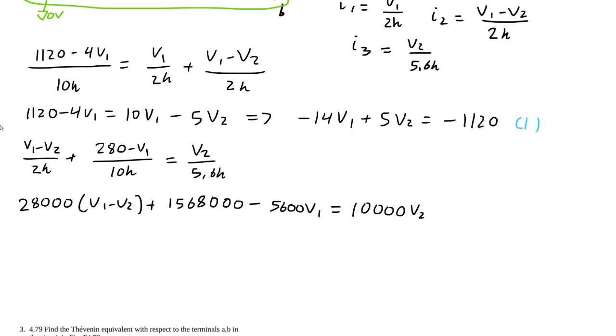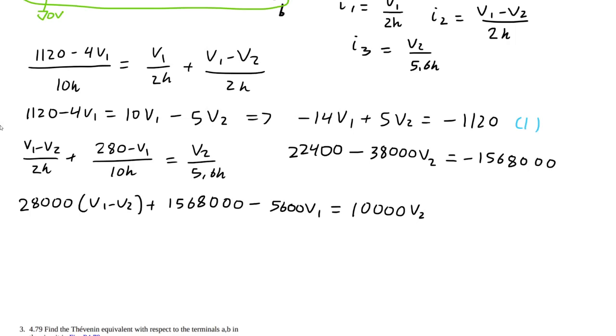I'm going to have 28,000 minus 56,000, or 6,600. So 2240 V1 minus, let's see, 38,000 V2 equals negative 156,800. Punch it into the calculator.